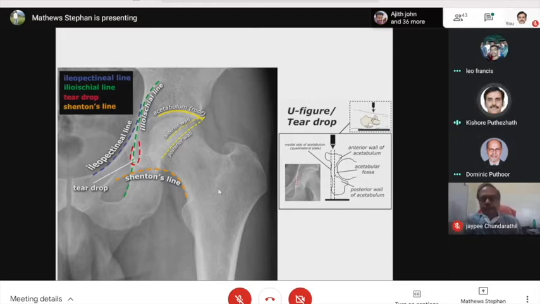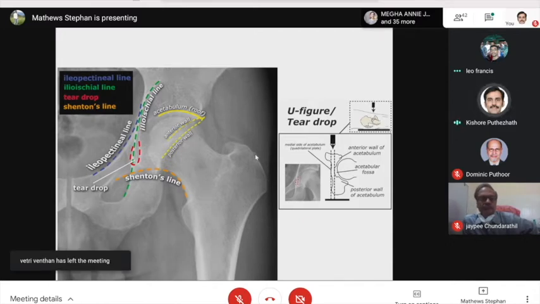The only thing is that the PG should try to internalize what you have described. You should be able to draw and visualize these lines on the X-rays when you see an X-ray. Whenever you see a hip X-ray, try to find out where the Shenton's line should be. This is a Shenton's line. Do that for multiple X-rays, then you will be able to remember that.